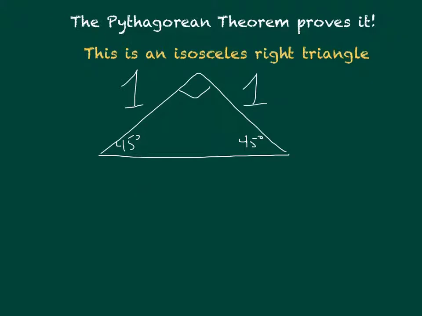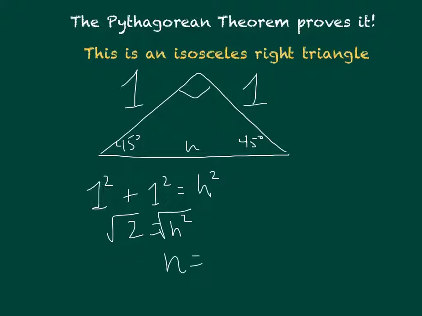Let's look at an isosceles right triangle. The Pythagorean theorem also proves the special property of isosceles right triangles. Let's try this for an isosceles right triangle that has one leg equal to 1. 1 squared plus 1 squared is equal to the hypotenuse squared. 2 is equal to the hypotenuse squared, and so the hypotenuse is equal to radical 2.